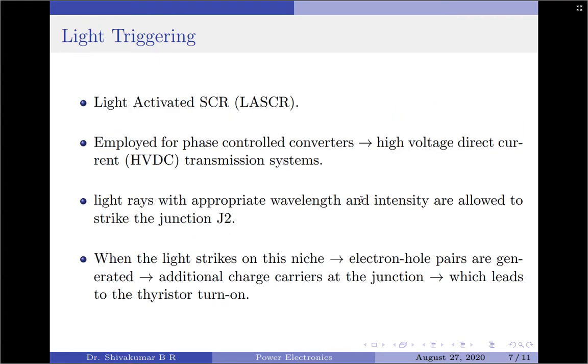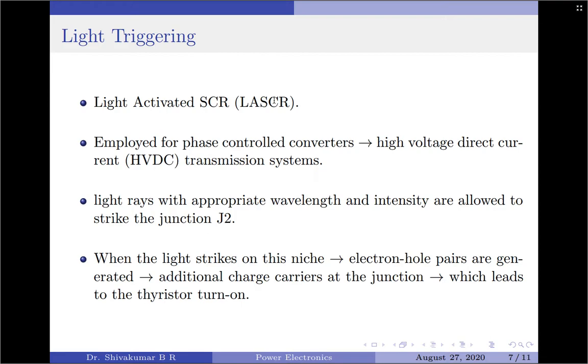Coming to the next type of triggering, light triggering. Any thyristor turned on by light radiation is also called a light activated SCR, in short LASCR. This type of triggering is employed for phase controlled converters in high voltage direct current transmission systems, in short HVDC. In this method, light rays with appropriate wavelength and intensity are allowed to strike the junction J2.